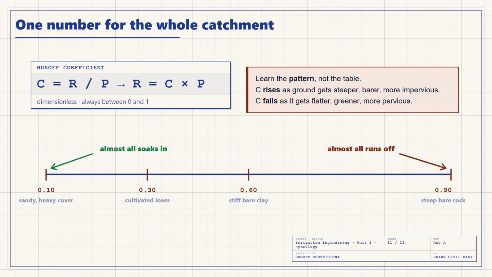When C is close to 1, the surface is practically impervious. Everything that falls runs off. Steep bare rock is about 0.9. When C is close to 0, the ground is very pervious. Almost everything soaks in. Sandy soil with heavy brush cover is about 0.1. In between, stiff bare clay is around 0.6, cultivated loam around 0.3. Do not memorize a table of numbers, learn the pattern instead. C rises as the ground gets steeper, barer and more impervious, and falls as it gets flatter, more vegetated and more pervious.